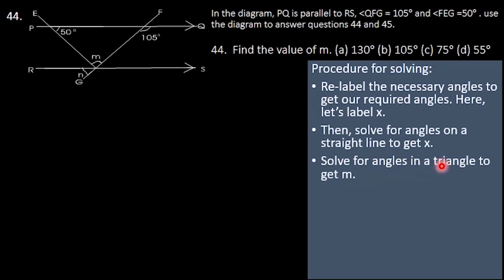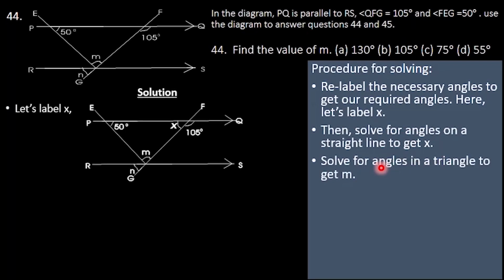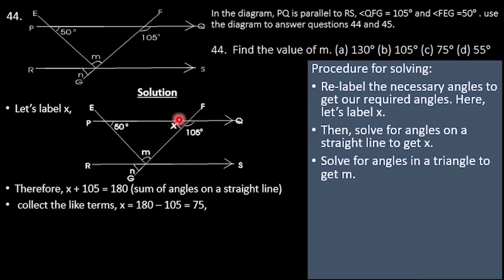The solution now. Let's label x. Now let's label this angle x. For us to get our x, we need to find the sum of angles on a straight line. We now have x plus 105 degree is equals to 180 degree. Sum of angles on a straight line is equals to 180 degree. Then collect the like terms. You now have x, you get 75 degree.